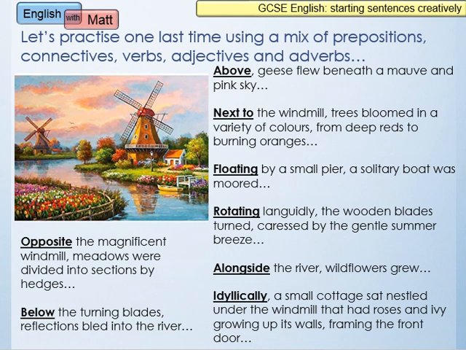Idyllically, a small cottage sat nestled under the windmill, that had roses and ivy growing up its walls, framing the front door. So again, I could develop those further, which is what the ellipsis is designed to show. But you can see, because we've used a mixture of prepositions, connectives, verbs, adjectives and adverbs to begin our sentences, it sounds much more confident, much more compelling, which means much more interesting to read.